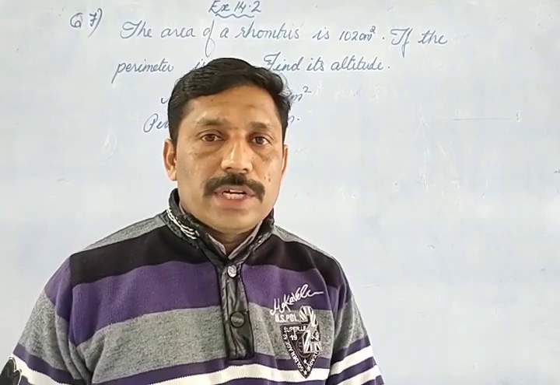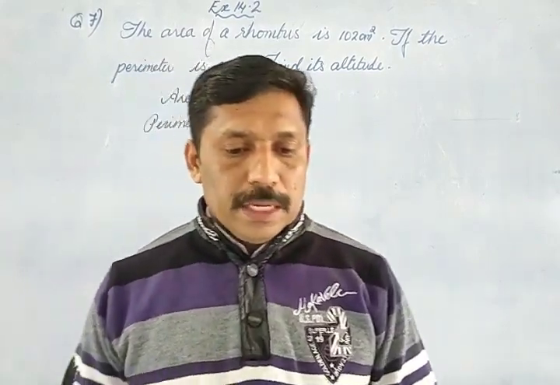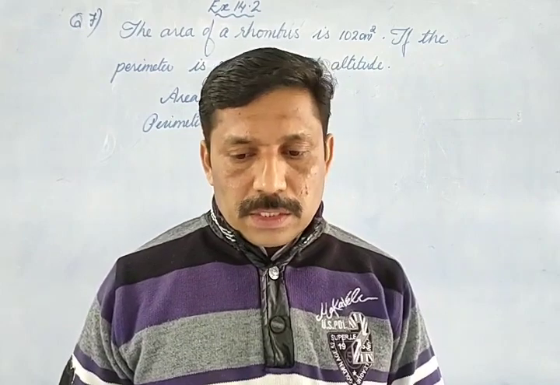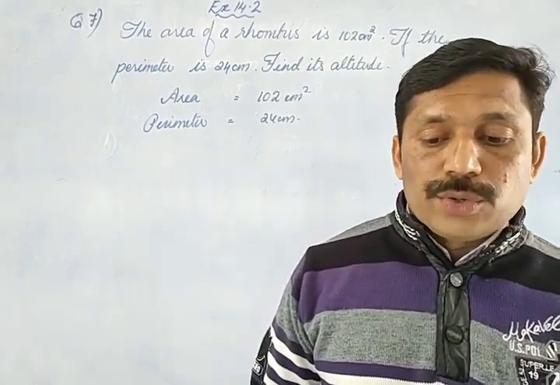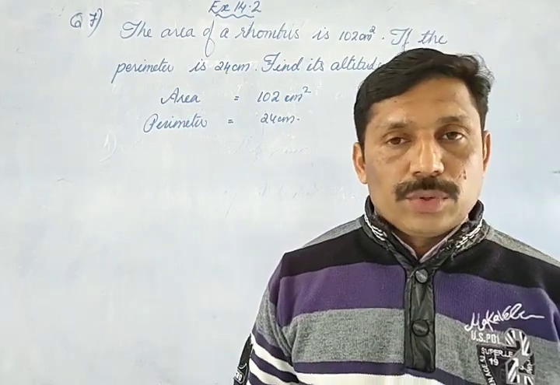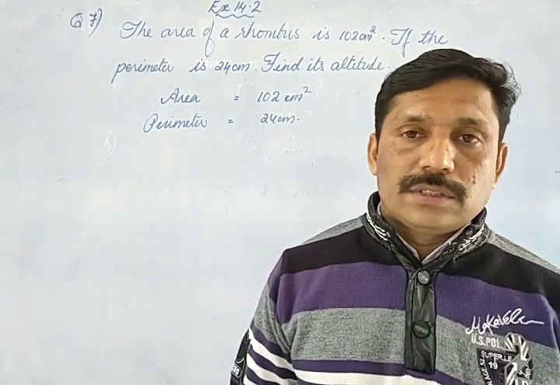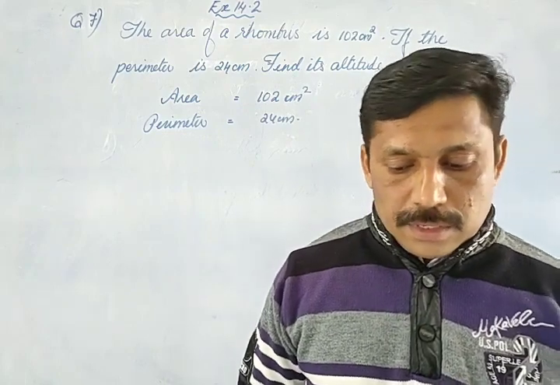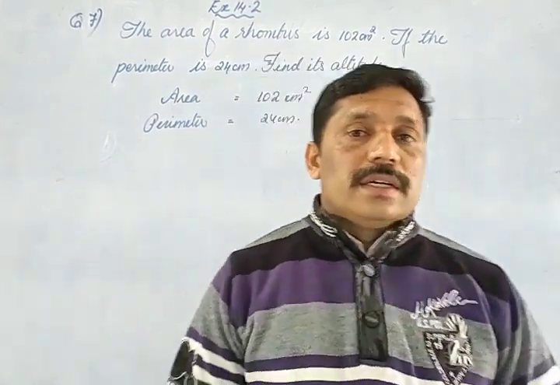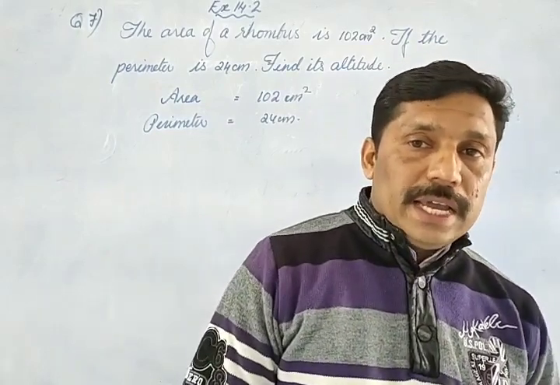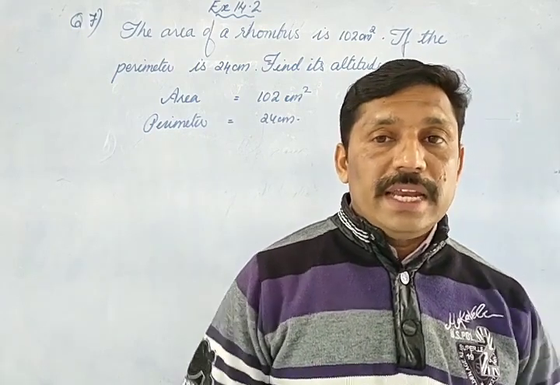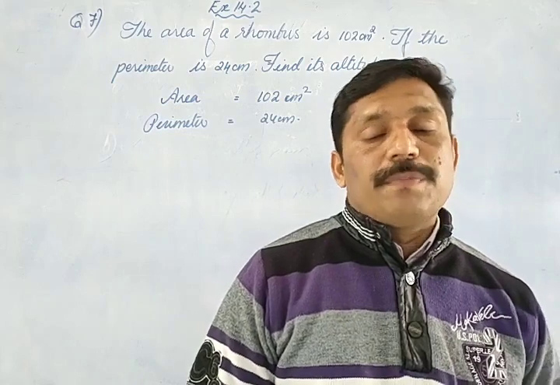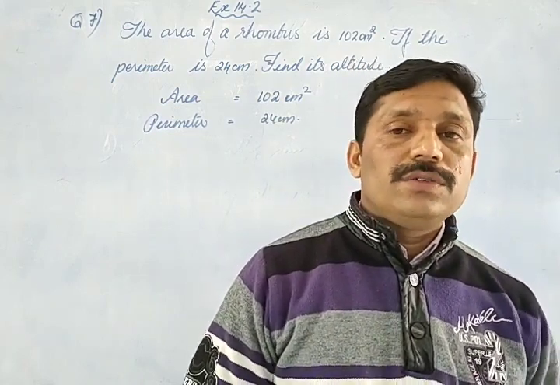Dear students, look at the seventh question. I will read the question, you listen carefully. The area of a rhombus is 102 centimeter square. If the perimeter is 24 centimeter, find the altitude, the height we have to find out. Students, you know that in a rhombus where the diagonals are given, we can find the area, half into diagonal into diagonal, but here the diagonals are not given. We are given only the area and perimeter. Using this, how do we find the height?